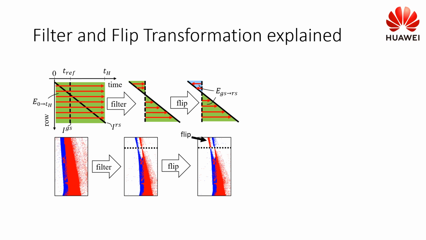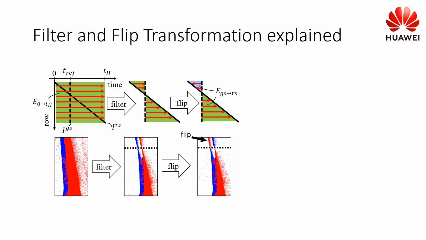To retrieve a global shutter image at the reference time, we firstly filter out all events which did not capture changes between the global shutter and the rolling shutter frame. In a second step, we flip the chunk of events before the reference time to ensure that the direction in which the events encode the changes are consistent.